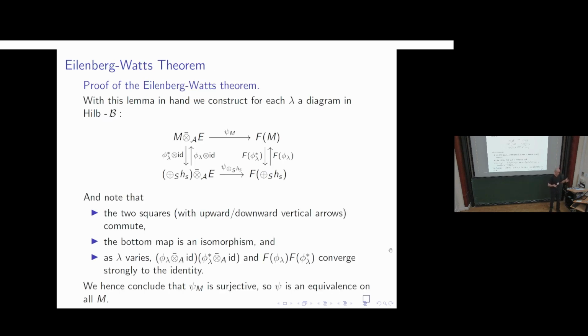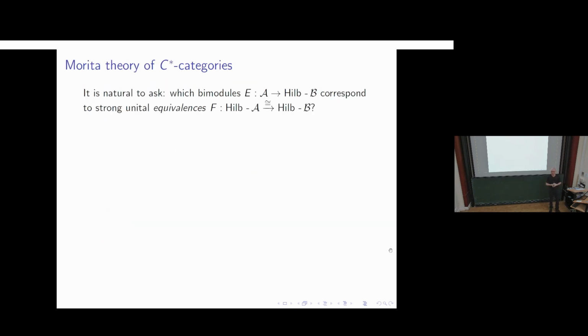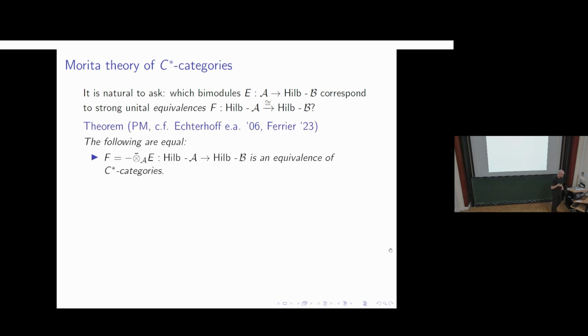Really quickly, a next question to ask about this is: now that we've described these functors of Hilbert module categories as being given by bimodules, which bimodules give us equivalences? Which bimodules give us Morita equivalences of C-star categories?